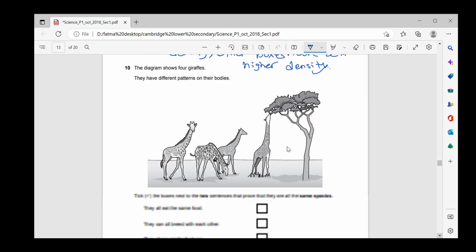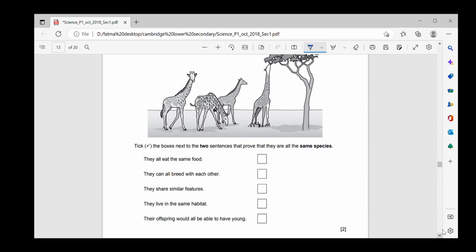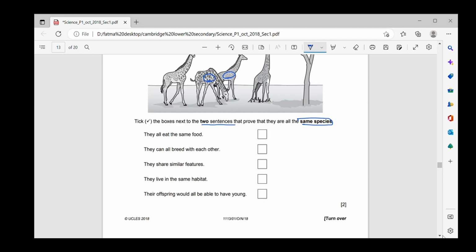Question number 10. The diagram shows 4 giraffes. They have different patterns on their bodies. If we look, we will see different patterns here. Okay. Tick the boxes next to the 2 sentences that prove that they are all the same species. So which 2 sentences prove they are all the same species?